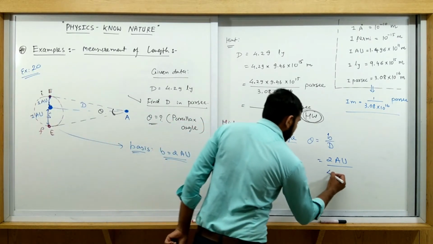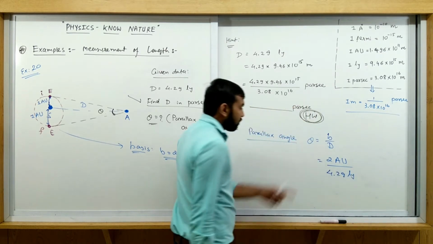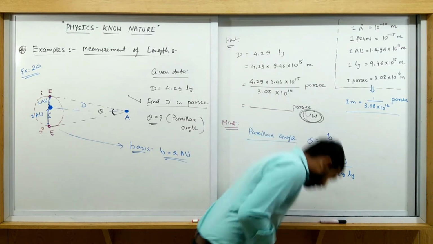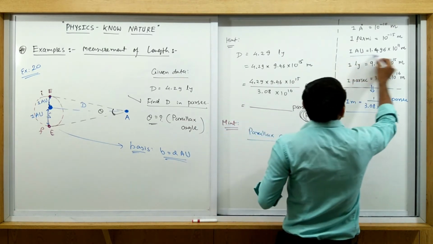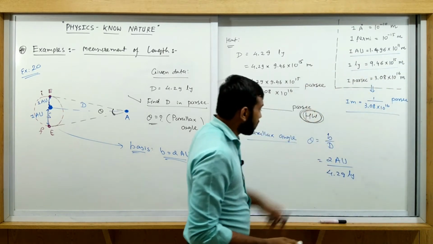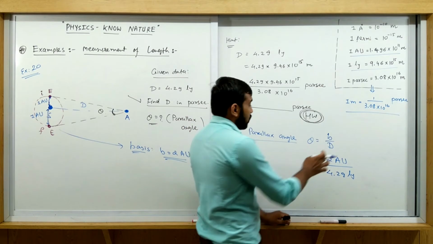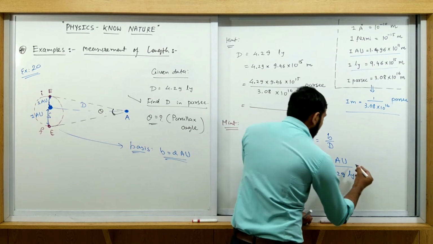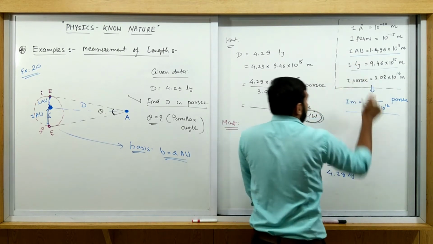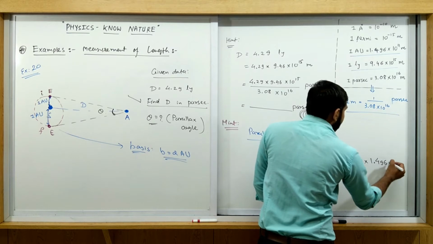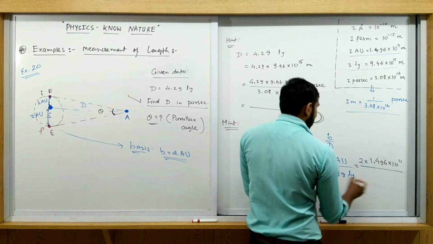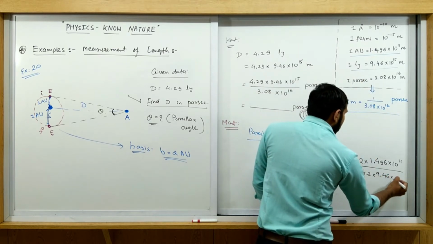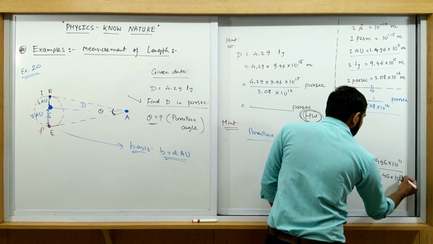4.29 light year. Convert both the units into meters. Then what is the astronomical unit? 1 astronomical unit, this one, and light year, this one. Put this value here, finally you get some answer. So convert this astronomical unit in meter. So what is your answer? Your answer is 2 into 1.496 into 10 raised to 11, upon 4.2 into, what is light year? 9.46 into 10 raised to 15.